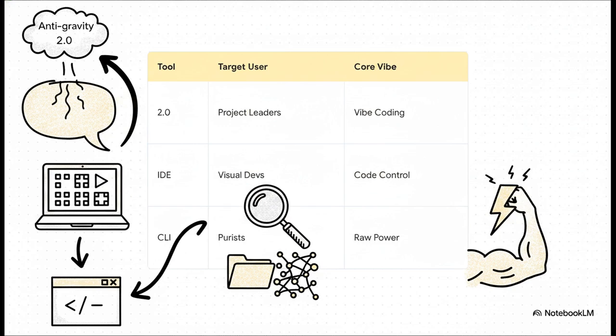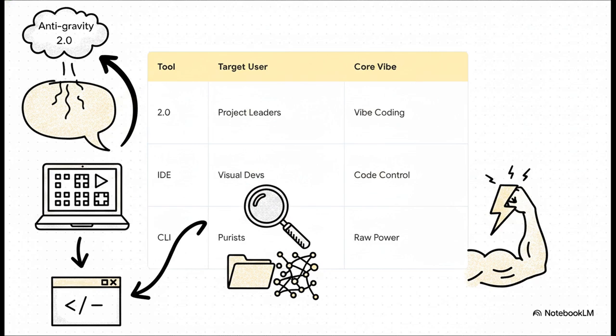Next down is the Antigravity IDE. This is for the visual developers. It's essentially a fork of familiar open-source code editors, so you get that classic, comfortable dev feel. You choose this when you want total code visibility, file control, and you really just want to stay in the driver's seat. And finally, the Antigravity CLI.